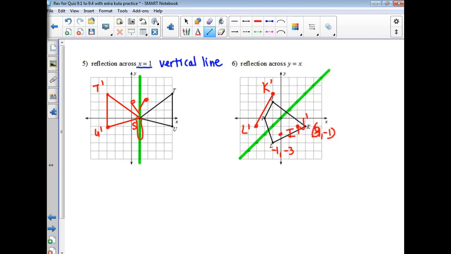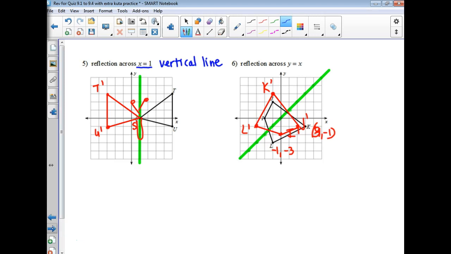L prime to K prime. K prime to J prime. My new dots. It looks kind of crazy, but that is the reflection over the line y equals x of that figure. Okay, let me find another one.